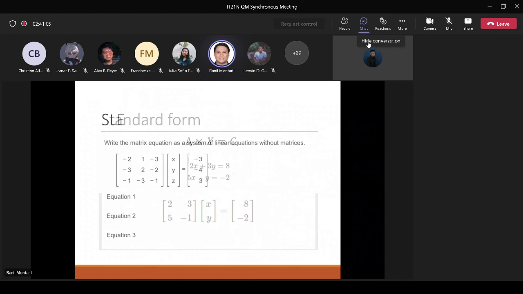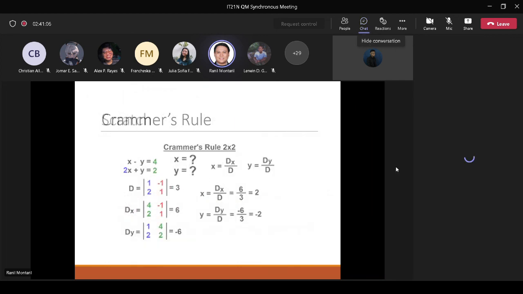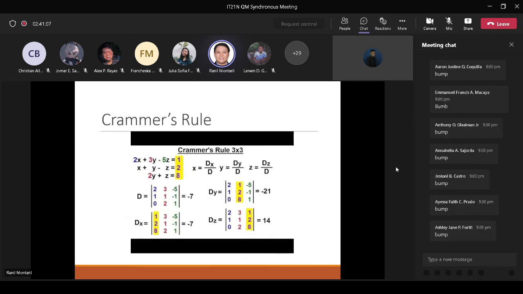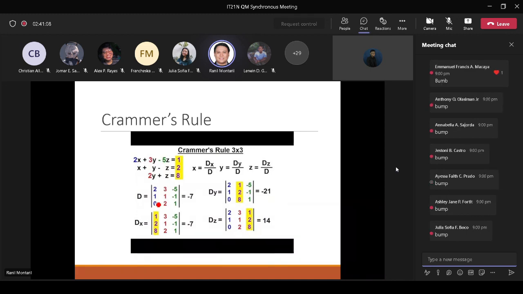Very important ito: addition, subtraction, multiplication. Sana pala sinolve ko. Ito, guys. So as you can see here, demonstrate ko lang. Our main matrix is 2, 3, negative 5, 1, 1, negative 1, 0, 2, and 1. So if you get the determinants of this one, that is negative 7.